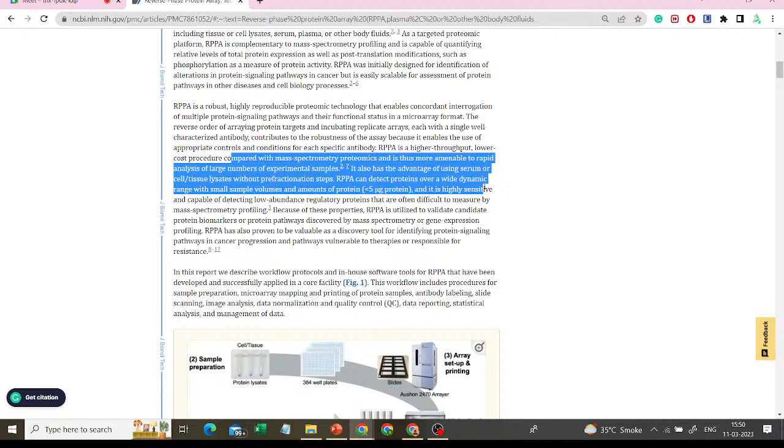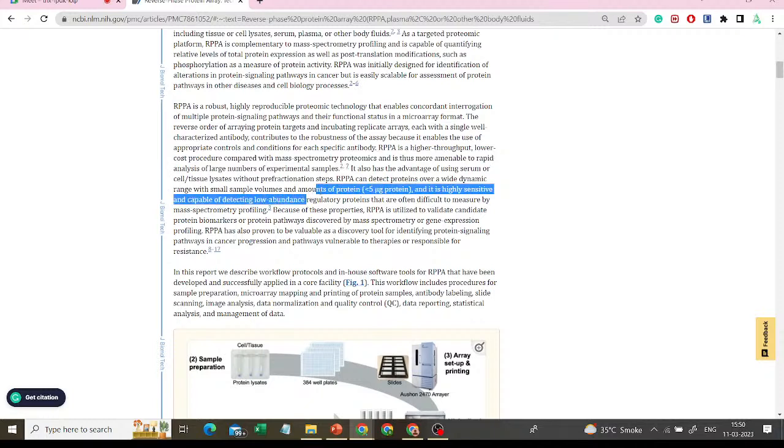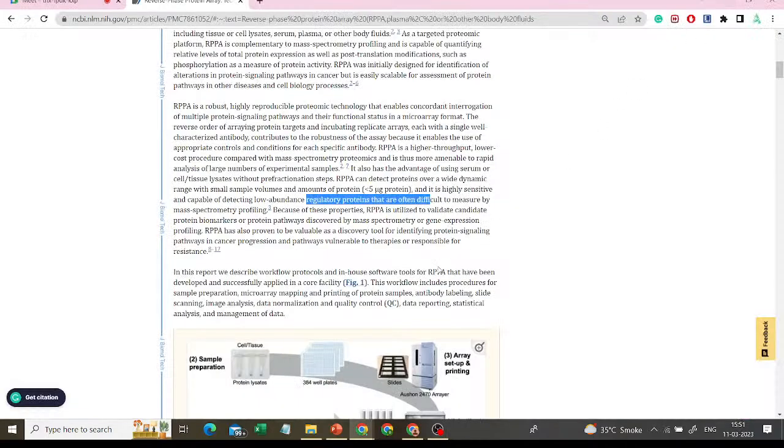pre-fractionation. So what happens in your mass spectrometry data is that you need to have some fractions for the serum and all, so that your low abundant proteins also get detected. So you can detect it with small sample volumes and amounts of proteins, and it's highly sensitive, capable of detecting low abundance. As I just mentioned, detecting low abundance regulated proteins or the mammalian proteins becomes quite tricky or challenging in the mass spectrometry setup, but it becomes quite easy in the RPPA setup because you just know the antibody and you are just capturing and validating those, so that gives you a quite enhanced sensitivity.